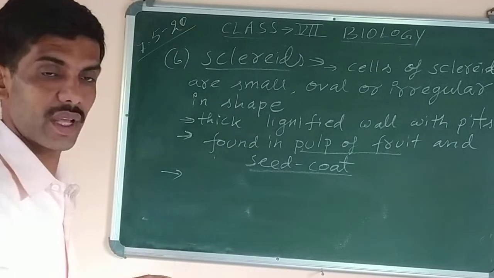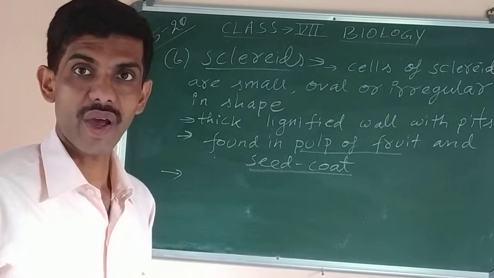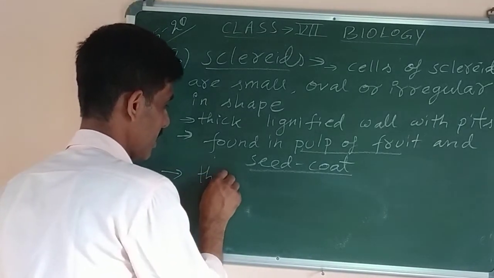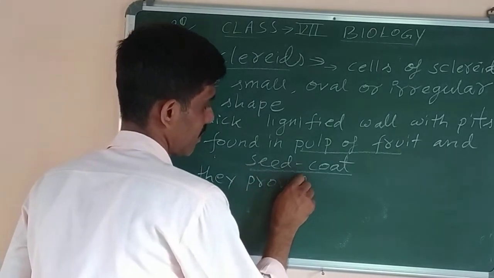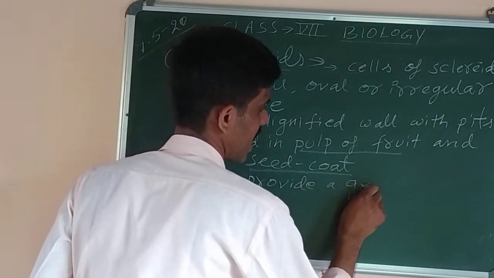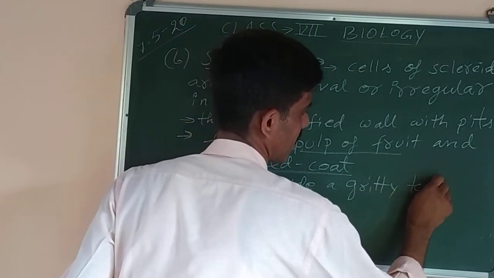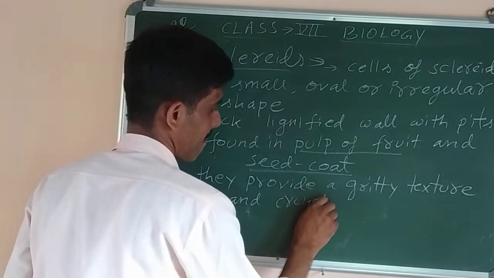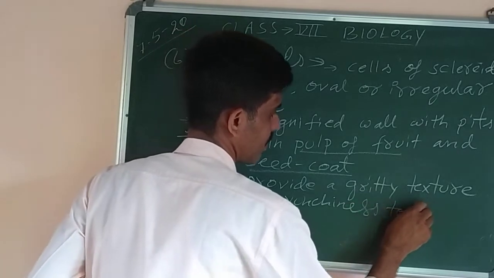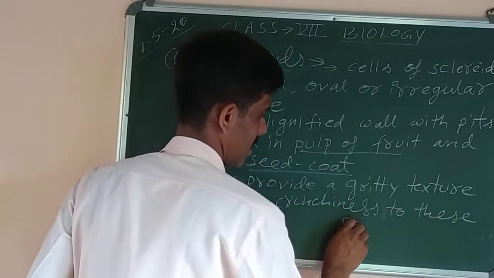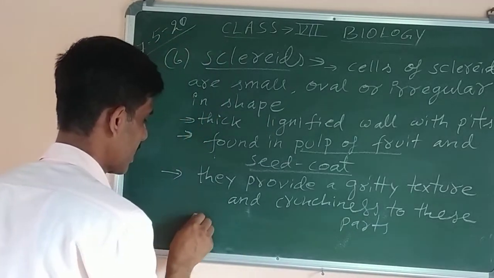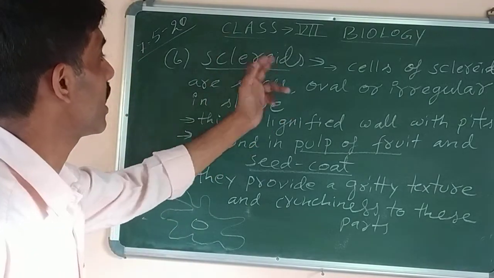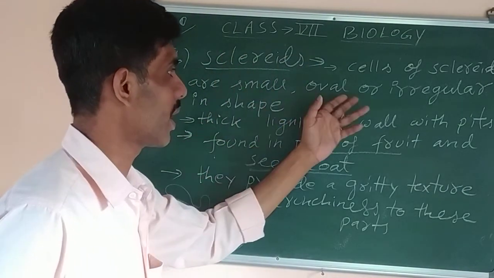And now the last point, that is, what are the functions? They provide a gritty texture and crunchiness to these parts. Gritty means hard texture. And the diagram I have already drawn, just like an amoeba, irregular shape, like this I have drawn one. Irregular shape is also there because it is written the cells of sclerites are small, oval or irregular in shape.